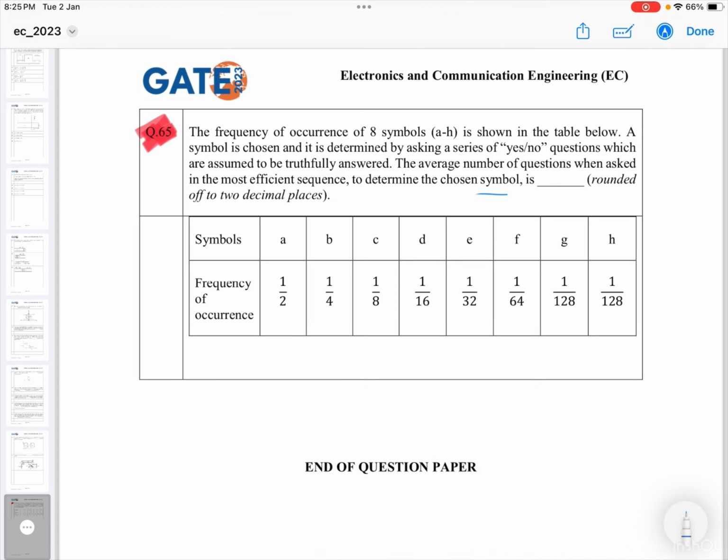So how you can find it is, we have been given the probabilities, right? So it will be 1 divided by 2 times log of 1 divided by the probability of A, so log of 2. Similarly for all: 1 divided by 4 log 4, plus 1 divided by 8 log 8, and you will have to do it for all, and at the end we will have 1 divided by 128 log 128. Now it will be 1 divided by 2 into 1, plus 1 divided by 4 into 2, plus 1 divided by 8 into 3, plus 1 divided by 16 into 4, plus 1 divided by 32 into 5, plus 1 divided by 64 into 6, plus 1 divided by 128 into 7, plus 1 divided by 128 into 7, right?